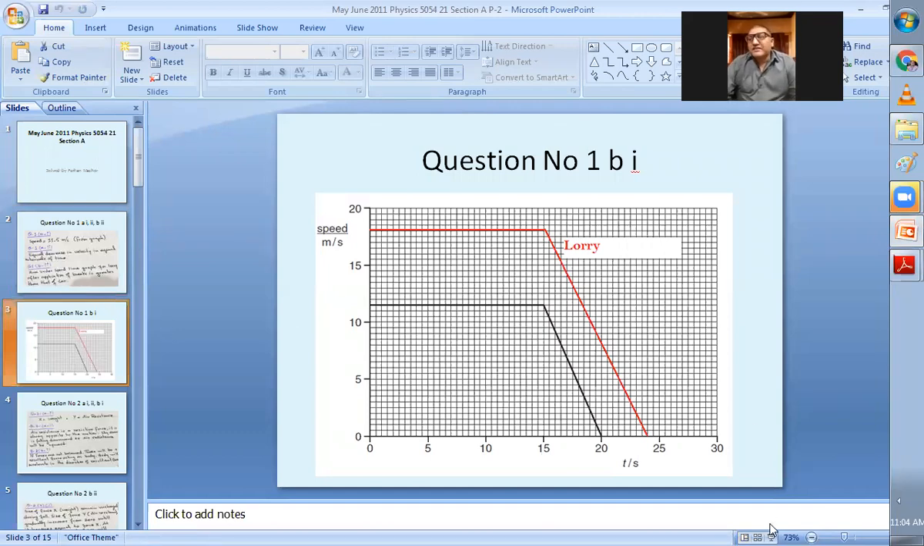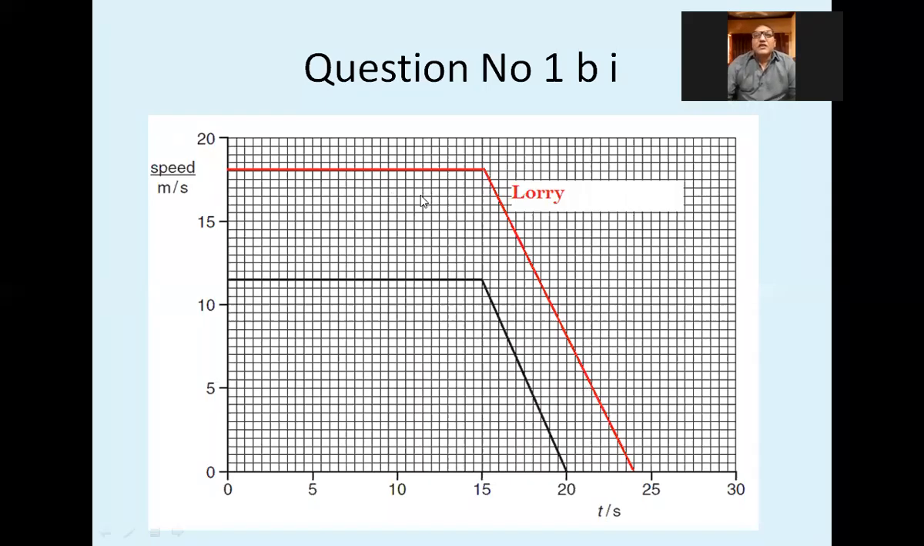And let me increase the size so you can see it clearly. So question number 1B, first part. This is the black color graph, the graph of that car. And the lorry was traveling at a speed of 18 meter per second, and for 15 seconds it continued moving with the speed of 18 meter per second.